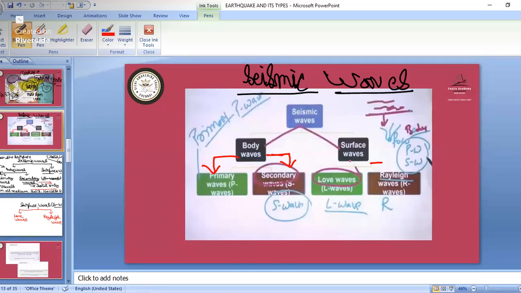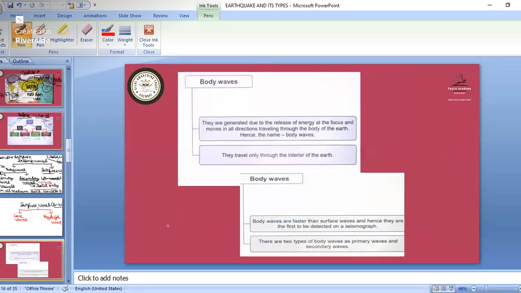Okay. Then we have the surface waves. In the surface waves, we have the Love waves, and we have the Rayleigh waves. So surface waves are also of two types, Love and Rayleigh waves. Now in this particular part, we'll see about it in detail.